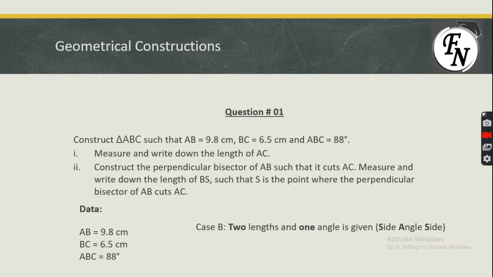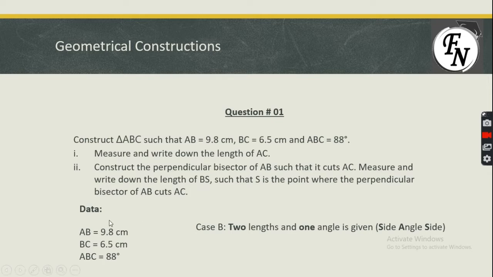After that, in part 2 we need to construct the perpendicular bisector of line AB, which is 9.8 centimeters, and then we need to extend that line to cut AC, and then we will name the intersection S. Then we will measure the length of BS. So let's begin. First of all, write the data and steps of construction.